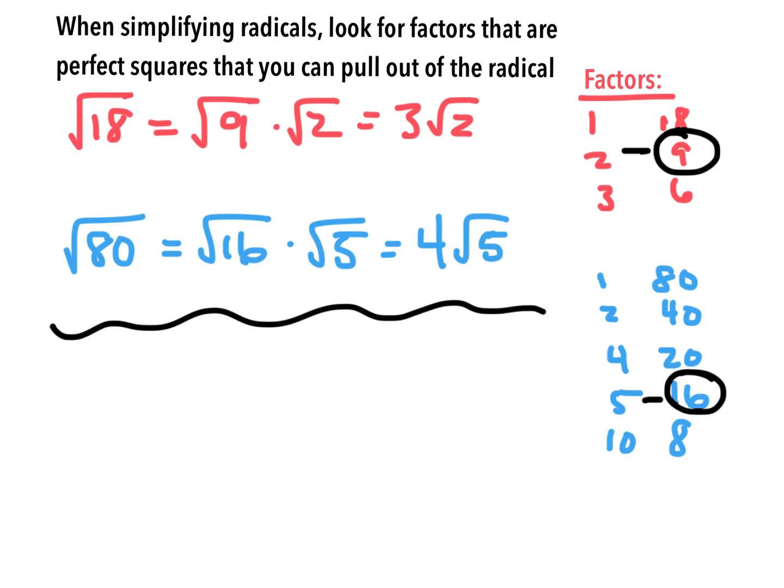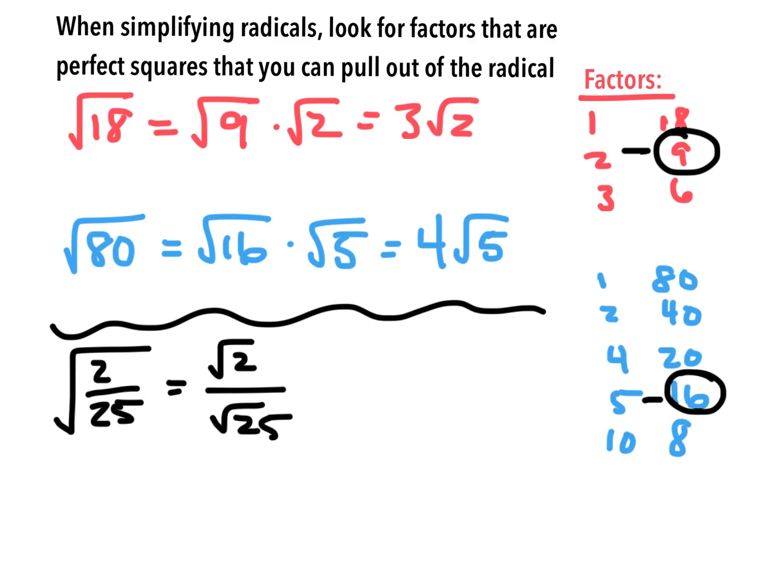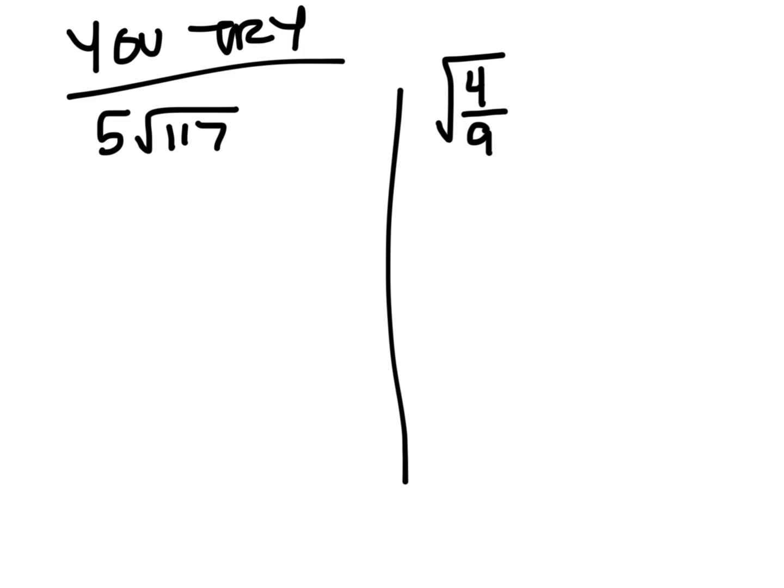Just to show you the quotient rule, if you had the square root of 2 over 25, remember that this is the same thing as square root of 2 over the square root of 25. And you should know the square root of 25. That's just 5. And the square root of 2 can't be reduced anymore. So square root of 2 over 25 simplifies to the square root of 2 over 5. Go ahead and try to simplify these two square roots: 5 times the square root of 117 and the square root of 4 over 9. So go ahead and pause the video.